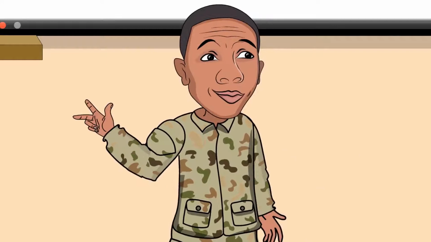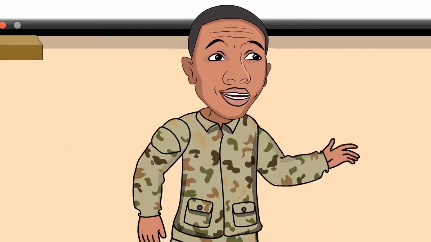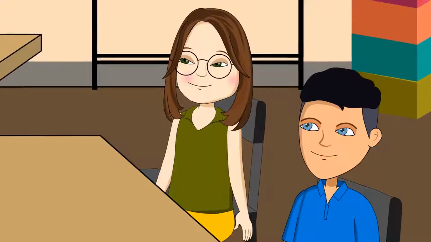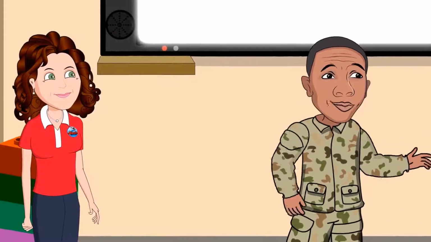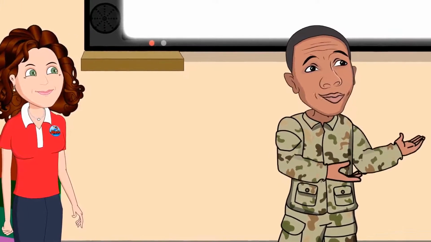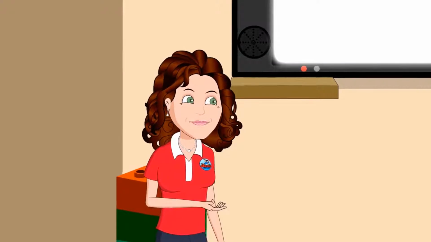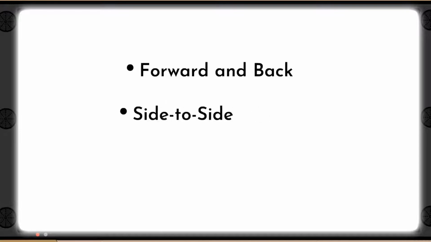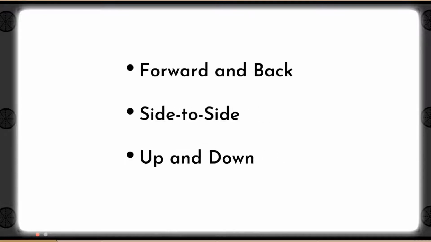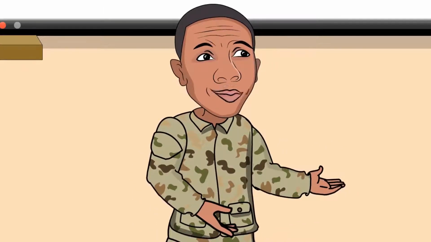Everybody hold your fingers like this. Your pointer finger is X, your middle finger is Y, and your thumb is Z. Z is the 3rd dimension, up and down. When we fly, we can go forward and back. That's X. We can go side to side. That's Y. And we can go up and down. That's Z. We're learning to think in 3D. So there are 6 basic directions a drone can fly. Forward and back, side to side, up and down. That's 6. In aviation, we have a special language to describe these directions.